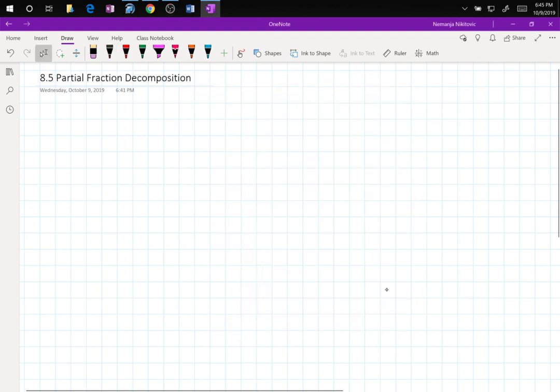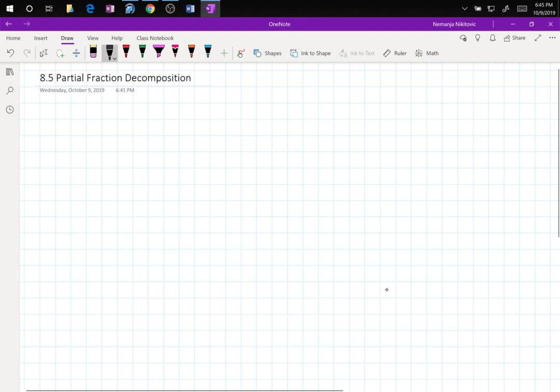Hello and welcome back to Calculus 2, section 8.5 on partial fraction decomposition. I hope I have all the letters in order. So let's go and see the algebra part first, and then we will work on full problems.